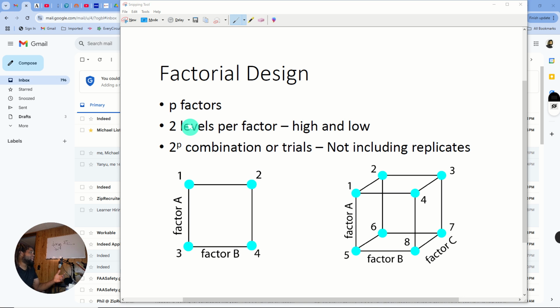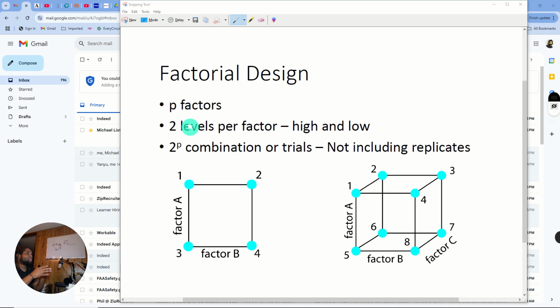And then it says the combination of trials. Because the factors are going to be done in combination, it's just a combination of trials. And it says not including replicates. I don't know if it wants you to do replicates or you have to, but what they're showing you here, the first depiction on your left, is a two-level test that has 4 trials.